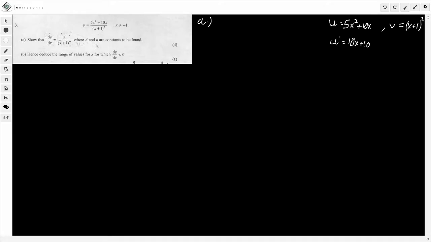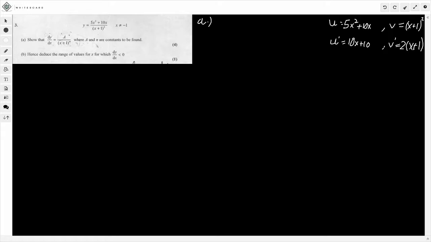And then the differential of that, so v prime, well, this would be chain rule. So we bring the 2 down in front, so that's going to be 2 times this, and we take 1 off the power. So that 2 will become a 1, and we times by whatever the differential of the bracket is. But obviously the differential of this bracket is just going to be 1, so it's 2 times 1 times the bracket and take 1 off the power. So it's 2 lots of x plus 1. So that's the first step of this question, getting your u, v, and u prime and v prime.